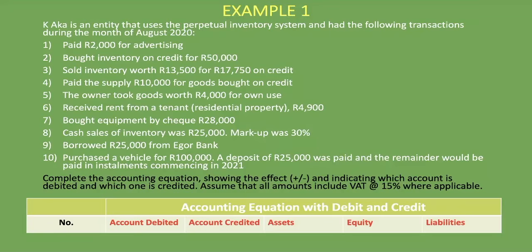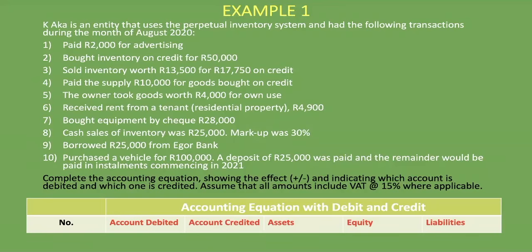So we're going to go through each example one by one, and we're going to go through this fairly quickly because we have done the accounting equation basically in our other lesson. So here we're just adding the aspect of VAT, or the value added tax. So let's look at the first one. We are told that you paid 2,000 Rand for advertising.